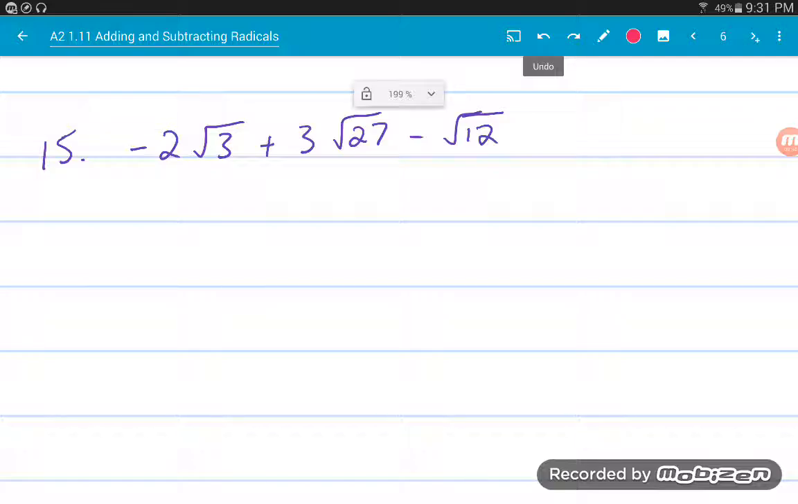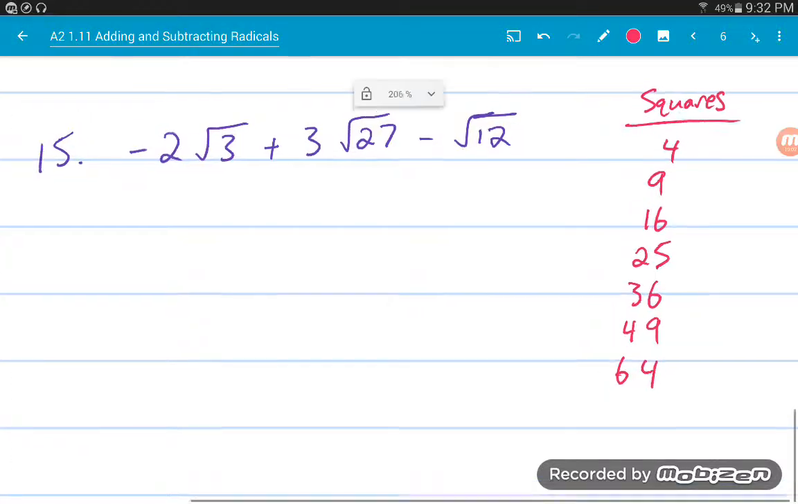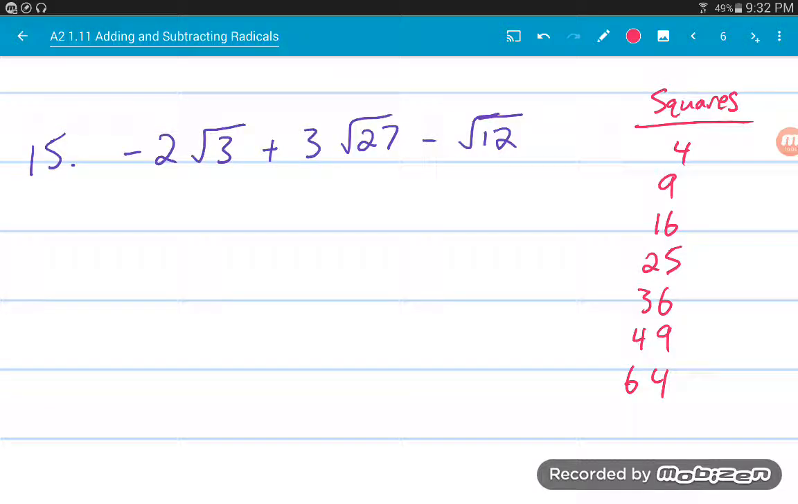Now ask yourself, are these square roots or cube roots? So am I going to be looking for square numbers or cube numbers? I'm looking for square numbers because these are square roots. So I'm going to look at the squares. The squares were 4, 9, 16, 25, 36, 49 and 64. I didn't even need to go that far. But I want to find square roots that divide into these. Now, do any of these divide into 3? No, I didn't think so.